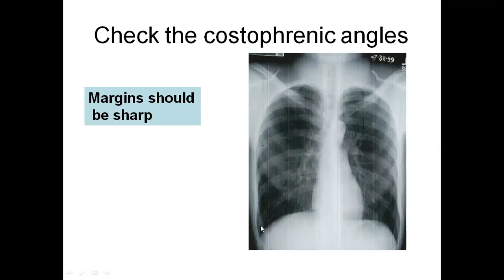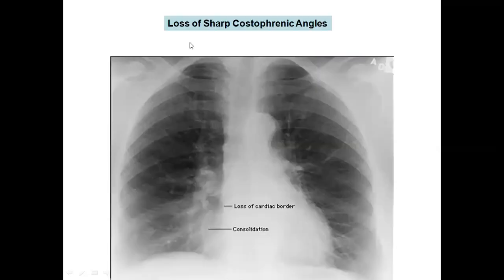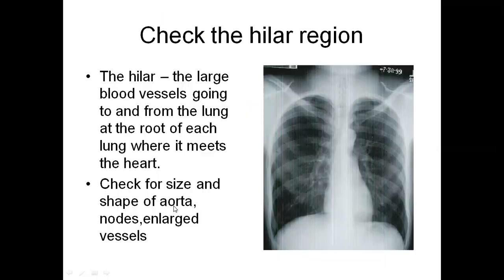I said this is one costophrenic angle, this is one more costophrenic angle. Because this is a normal PA view of chest X-ray, it is quite sharp. Our margins are quite sharp in this X-ray. Okay, so loss, can you see these are sharp now? So loss of sharp costophrenic angles shows some pathology in the lung.